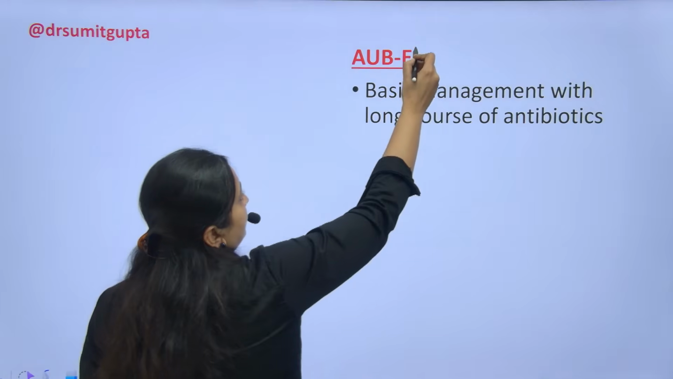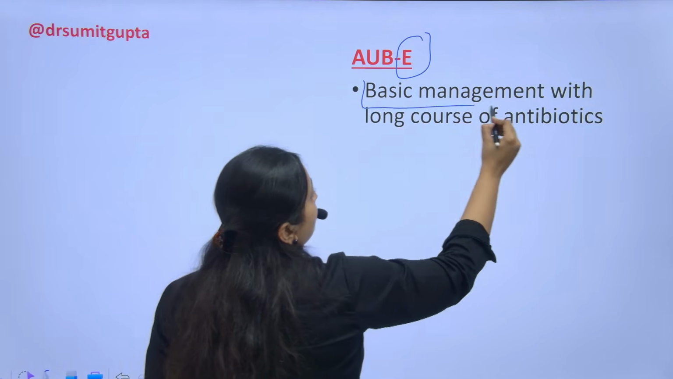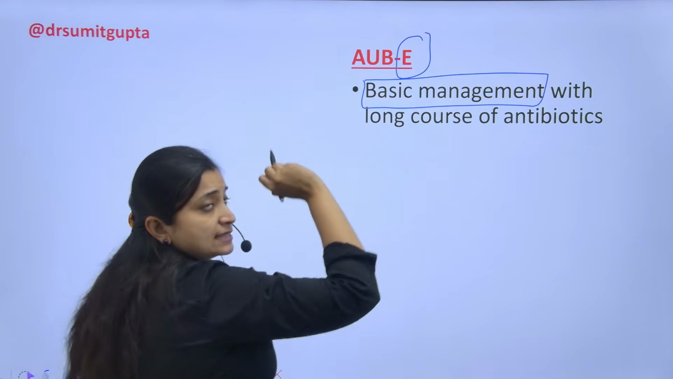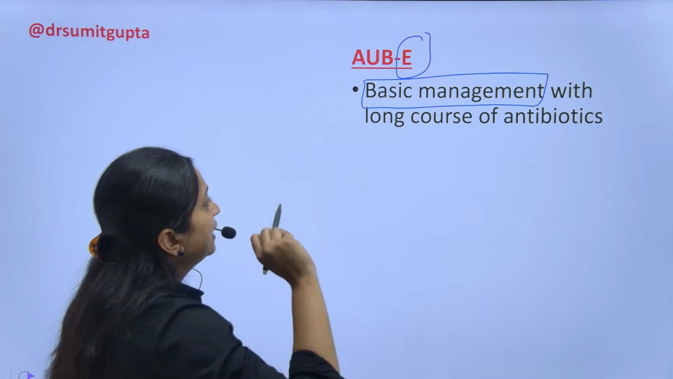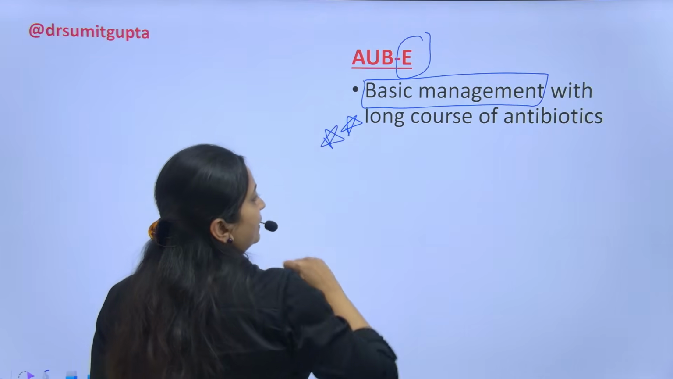Now comes E, endometrial causes. As I said, always start with basic management, that is NSAIDs plus Tranexamic Acid, and a long course of antibiotics should be added for chlamydial infection.